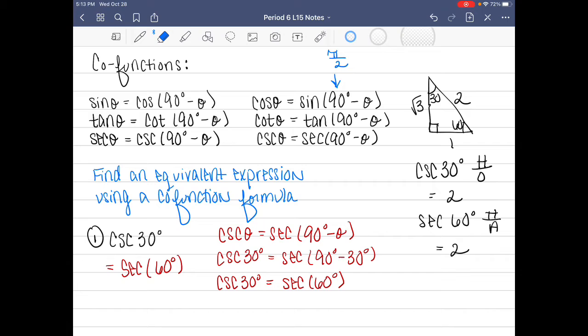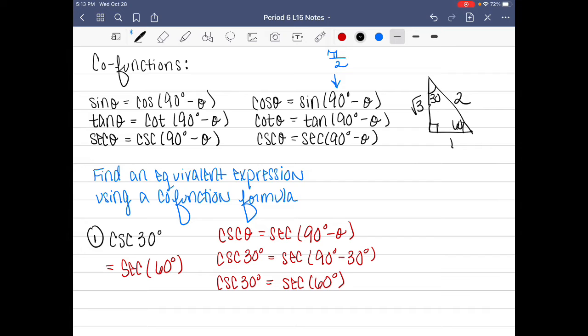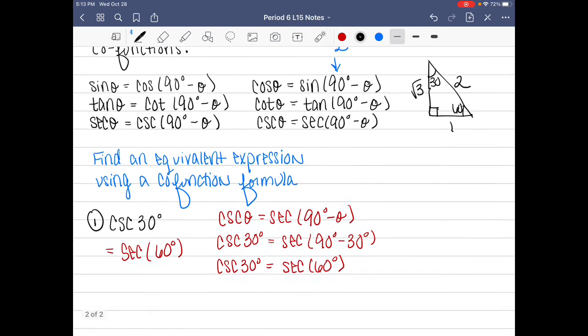So, you don't have to check your work this way. I don't expect you to check your work. I just expect you to use the cofunction identity, but I'm just kind of pointing out that it works, right? It works. So an equivalent expression to cosecant of 30 degrees is secant 60.